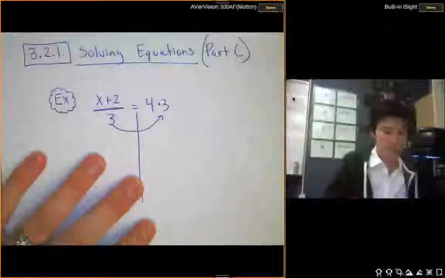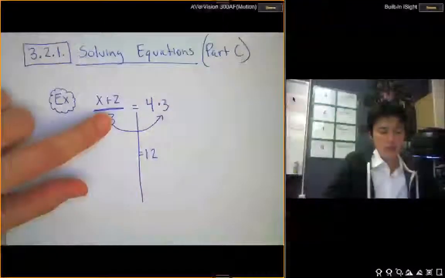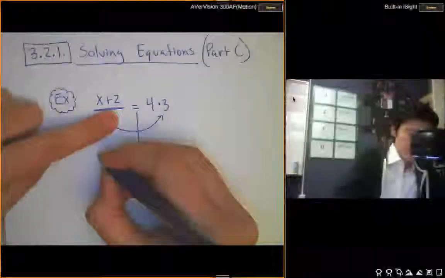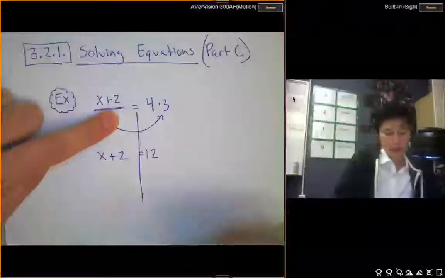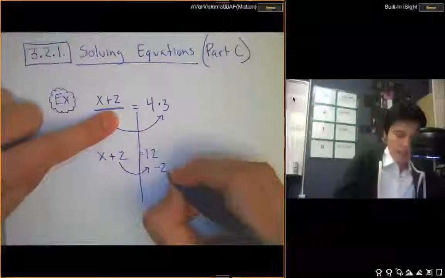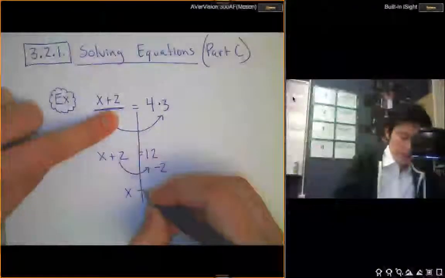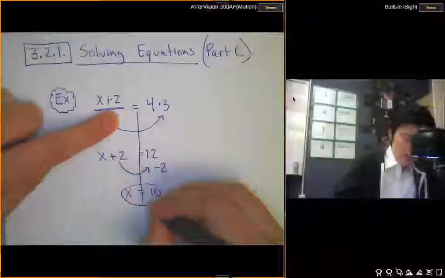So you do 4 times 3 is 12. And now with the division gone, you just have x plus 2 equals 12. Now it's a really easy problem that you know how to solve. You take the plus 2, flip it over, make it a minus 2, and you get x is equal to 12 subtract 2 is 10. So 10 is our answer.